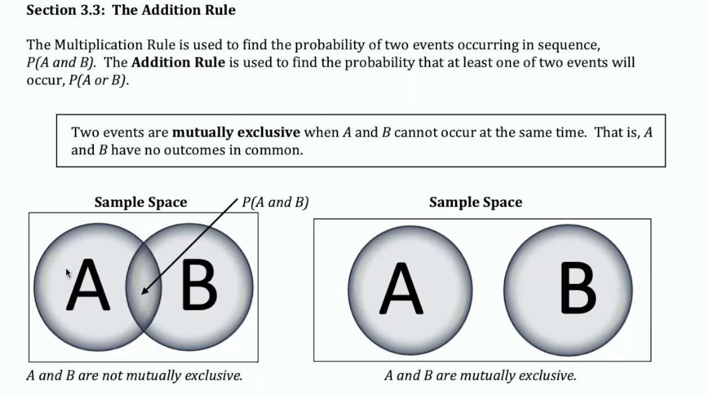So in the first sample space, we have event A and we have event B. And you can see that between them, there's this area of overlap that they have in common. Those are shared outcomes that represent the probability of both A and B happening at the same time. So in this instance, because they do have shared outcomes, A and B are not mutually exclusive. To be mutually exclusive, they need to look like the second picture here, where A has all of its own outcomes, B has its own outcomes, and they don't share any in common.